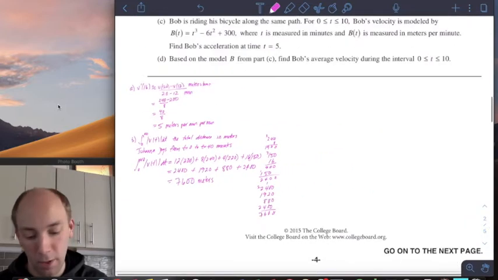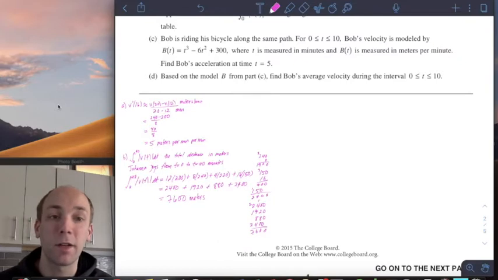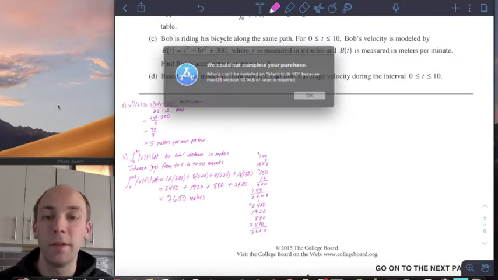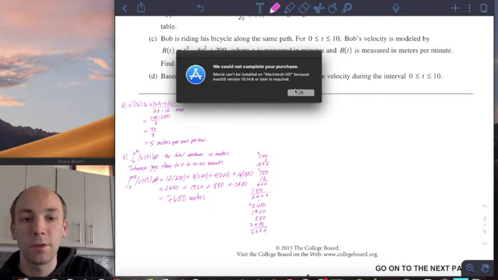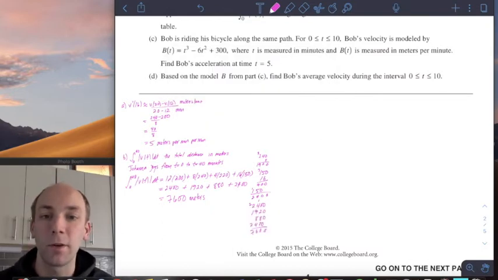Okay. Part C, Bob is riding his bicycle along the same path. For t between 0 and 10, Bob's velocity is modeled by b of t equals t cubed minus 6t squared plus 300, where t is measured in minutes and b of t is measured in meters per minute. Find Bob's acceleration at time t equal 5.